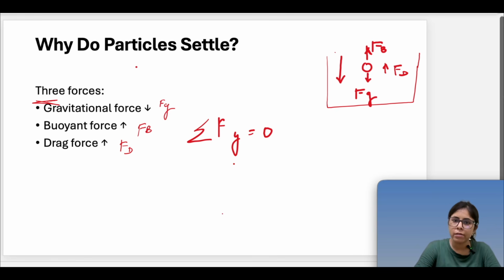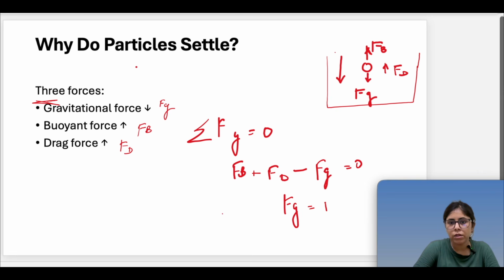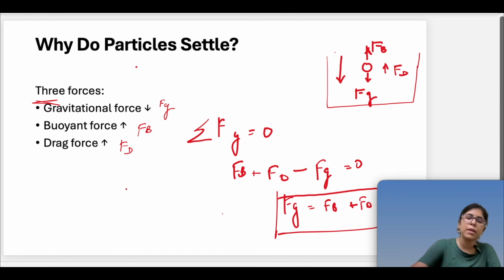From that, we have Fb plus Fd minus Fg is equal to 0, right? So from this, I can say that Fg is equal to Fb plus Fd. So this is at equilibrium, okay? But initially, what will happen?